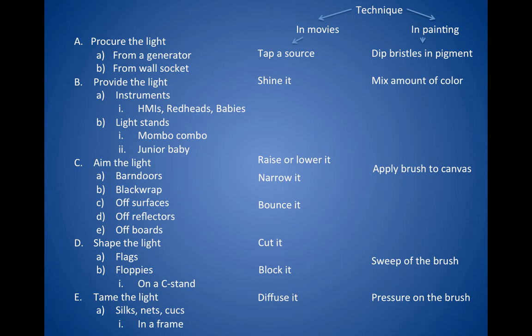And then after that, once we've aimed the light, we want to shape the light. This is the duty of the grip department. And that means we're really getting specific. We're going to cut it or block it. We're going to put flags to diffuse it. We've got ways of taming it to diffuse it even more. Silks, nets, cucoloruses to give us patterns.